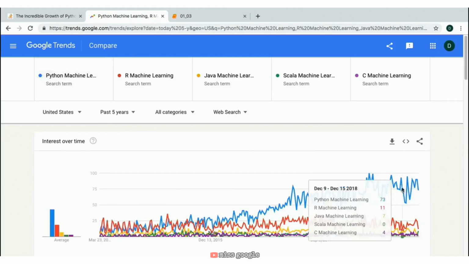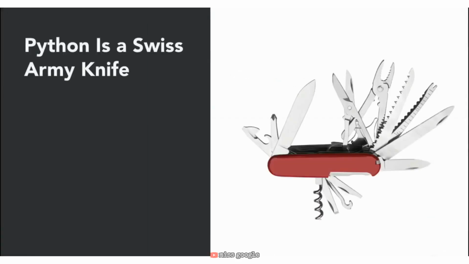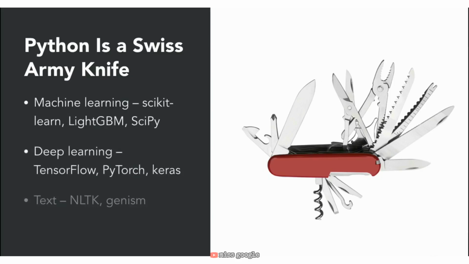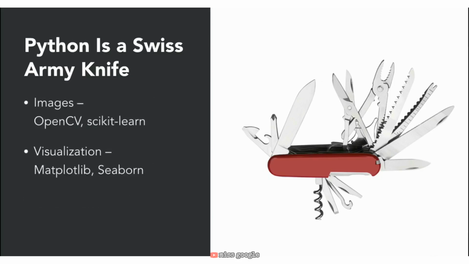And by looking at this blue line, you could see the gap that Python has created over R, Java, Scala, and C since 2015. Python is like a Swiss Army knife when it comes to data. It has very easy to use packages for pretty much anything you'd like to do. Classic machine learning, deep learning, natural language processing, image recognition, data visualization, and data analysis. I could go on and on. There are great packages for nearly anything you want to do in Python.